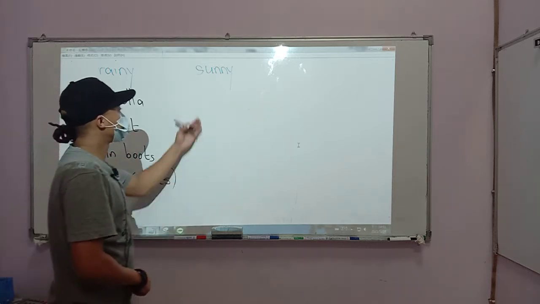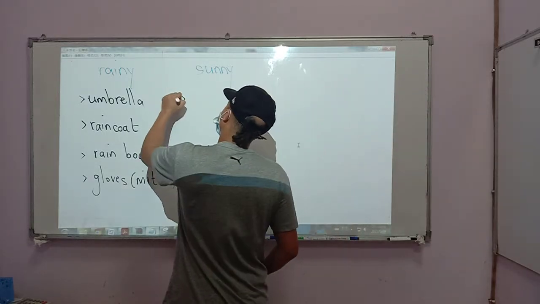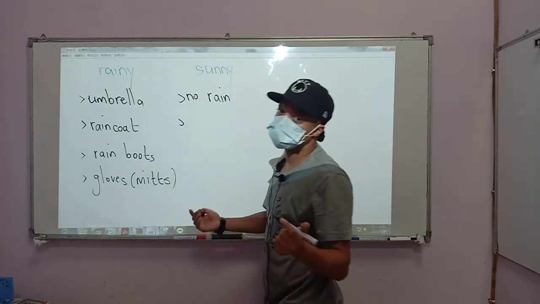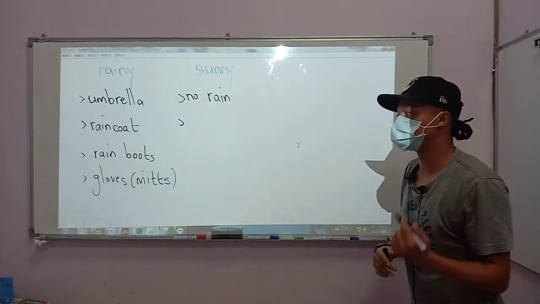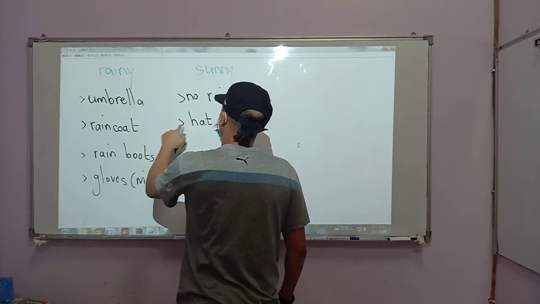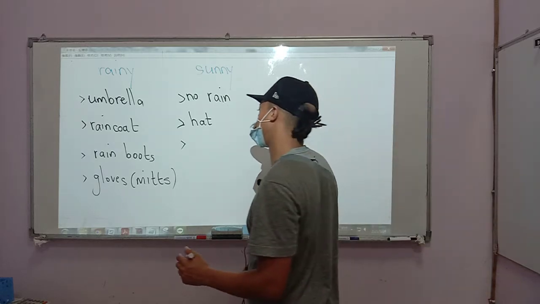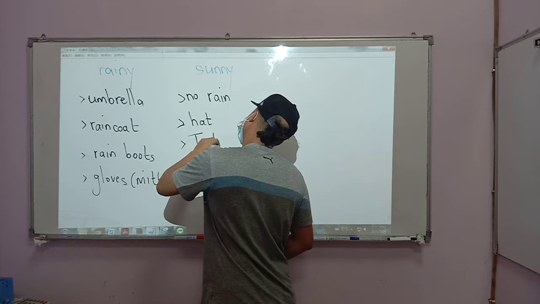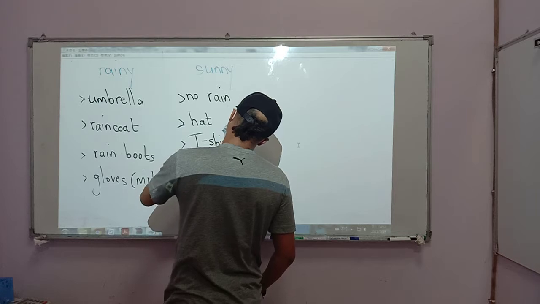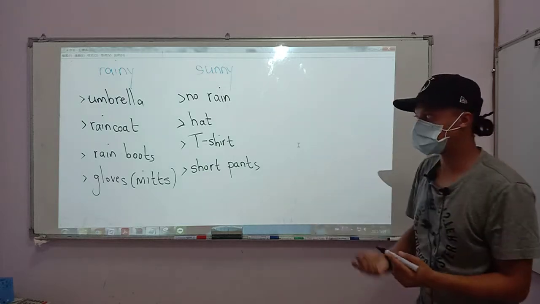Okay, now for sunny weather it's the opposite. There's no rain, remember, so no rain when it is sunny, and if it is very sunny the sun is out, so you need to be safe in the sun. You could wear a hat. Or if you do not want to wear a hat, you can also just wear a t-shirt, right? Because it's really, really warm, and maybe some short pants. Can you think of anything else that you need in sunny weather?